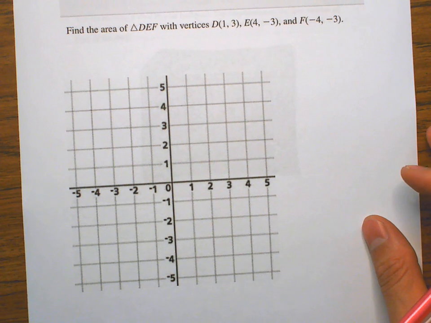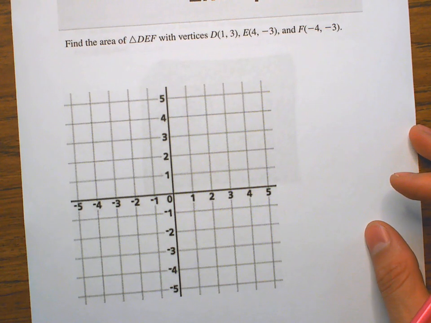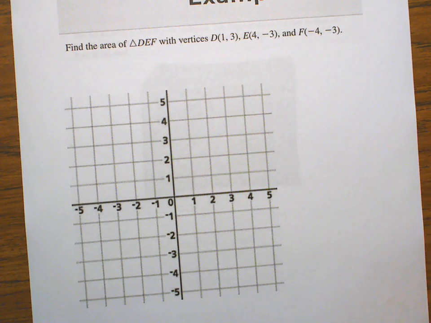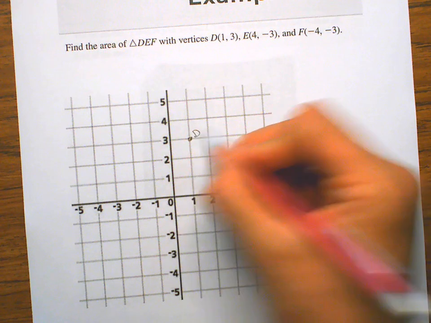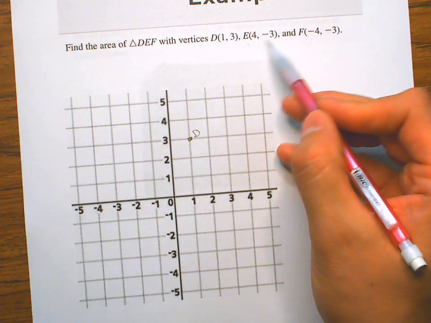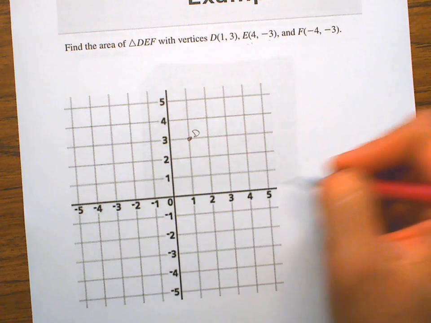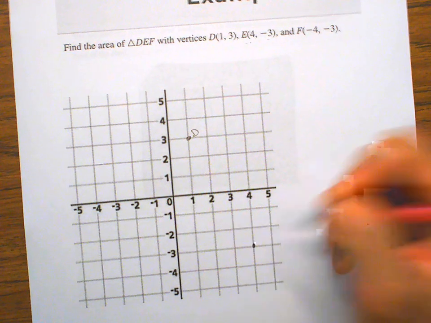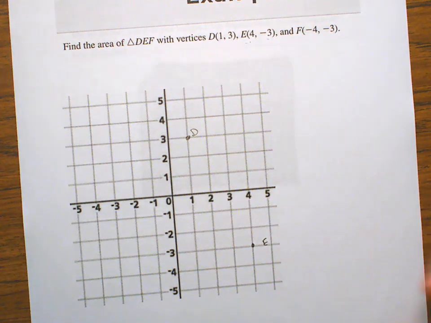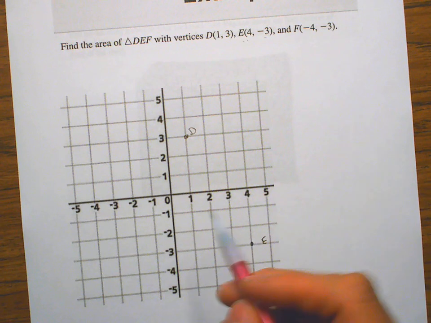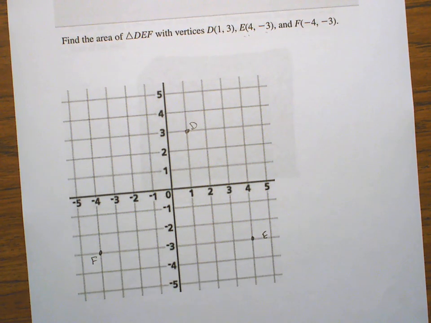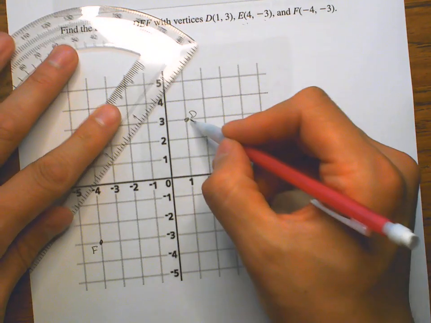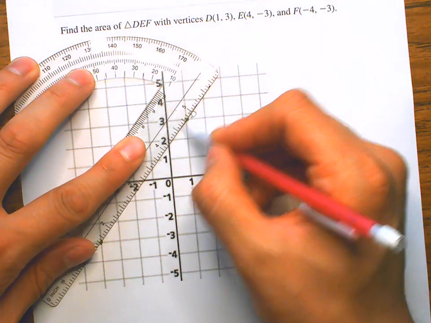Okay, example 3. Find the area of the following polygon. D is 1, 3. That's D. E is 4, -3. So 4, -3, that is E. F is -4, -3. So what we're going to do after you plot those points is connect them and create our triangle.